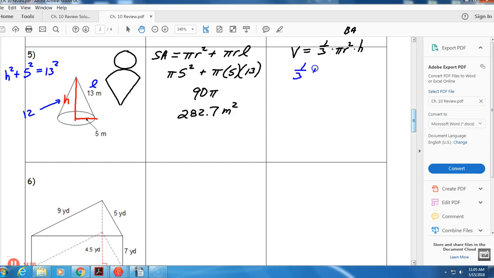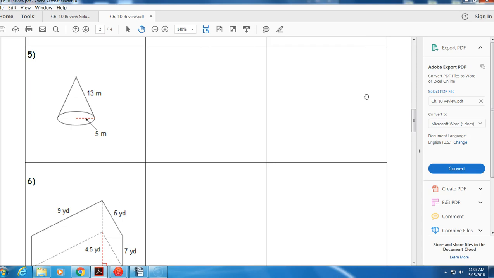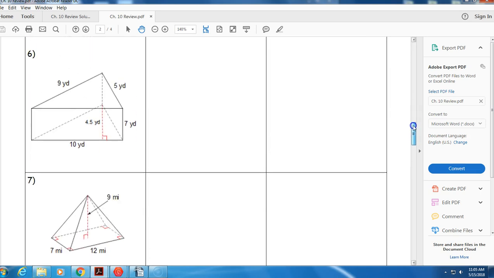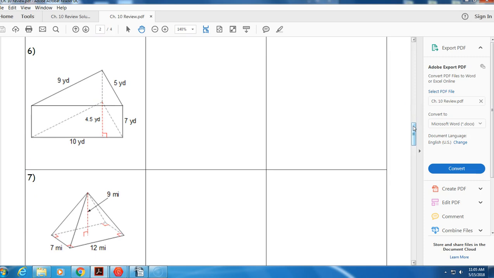So 1/3 pi radius squared times our newfound height. Boom. And that looks like about 100 pi, which shakes out to be 314.2-ish cubic meters. So there's your cone. All right, moving right down, number 6. Trying to keep this video not too long.